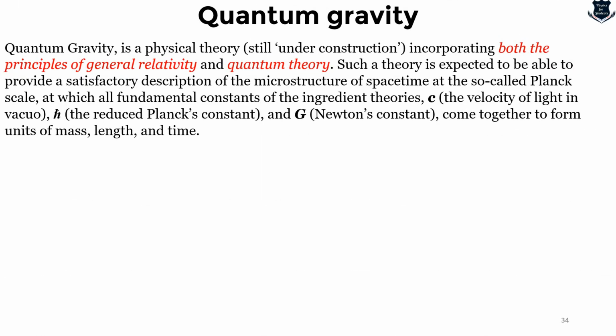So what we see is that quantum gravity is a theory which is still under construction with principles of general relativity and quantum theory. So what we are trying to achieve is c, the velocity of light, h bar, the reduced Planck's constant, combined with G, the Newton's constant, coming together to form units of mass, length and time. But quantum gravity has one peculiar thing, which is called the graviton. This is a hypothetical quantum of gravity, an elementary particle that mediates the force of gravitation interaction.